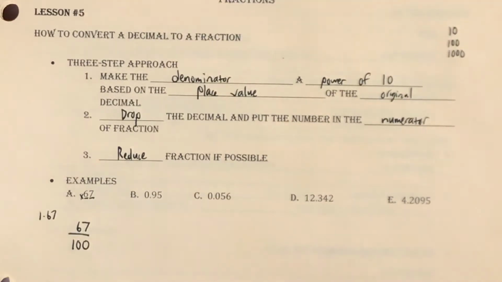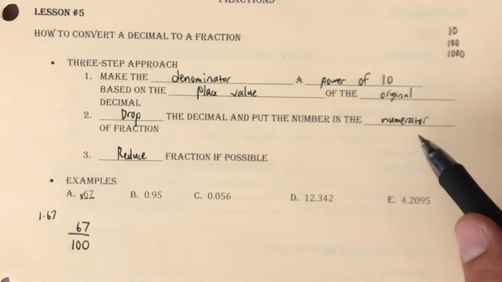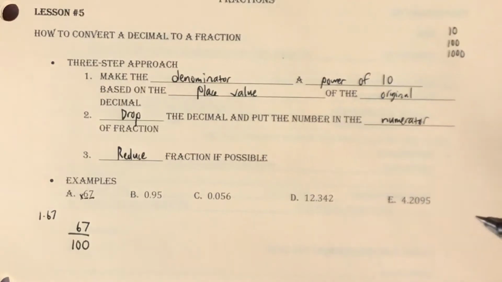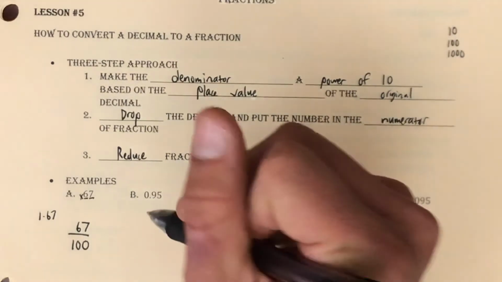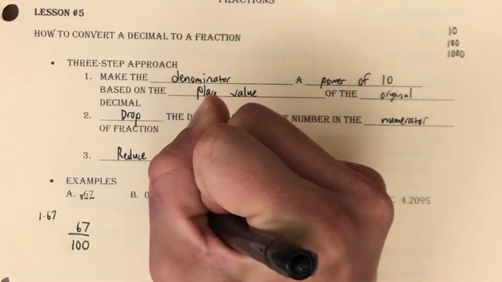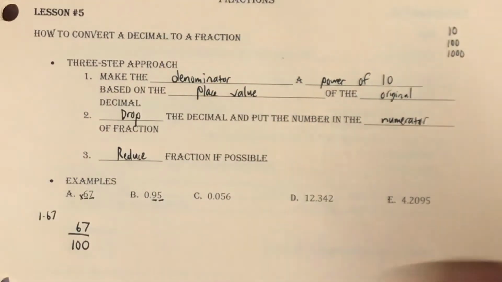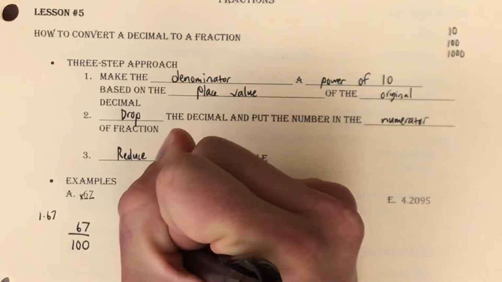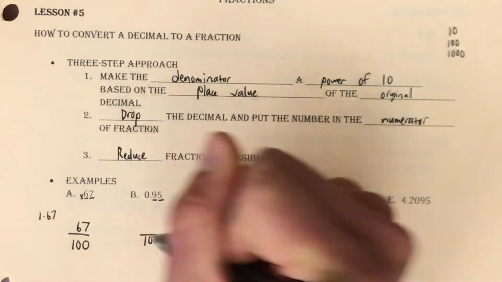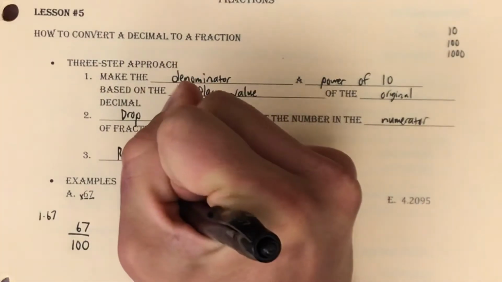All right, so let's take a look at example B then. So first things first, I need to make the denominator a power of 10 based on the place value of the original decimal. Well, I see that we have 2 place values to the right, so again, I should have a denominator of 100. Now I need to get rid of this decimal, all right?